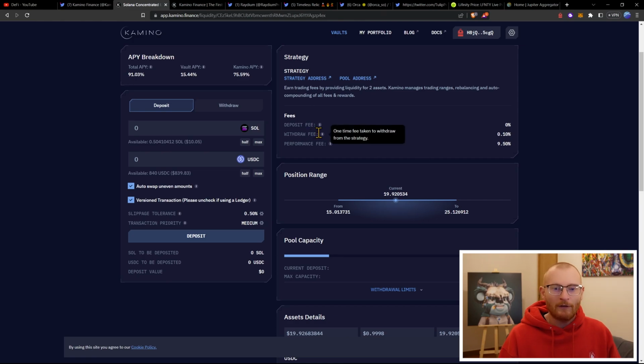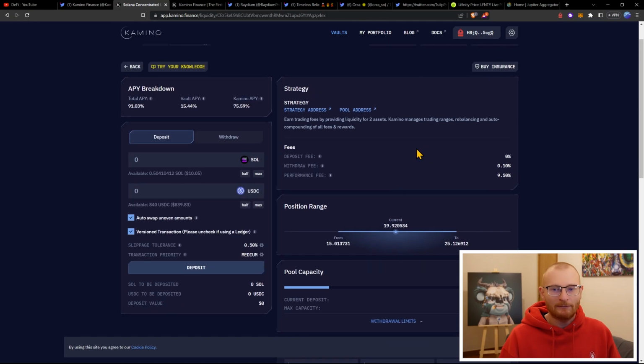Now, there is a withdrawal fee of 0.1%, and there's a performance fee of 9.5%. There's no deposit fee. So if we're going to be earning 91%, then basically you can take roughly 10% of that and take that away.